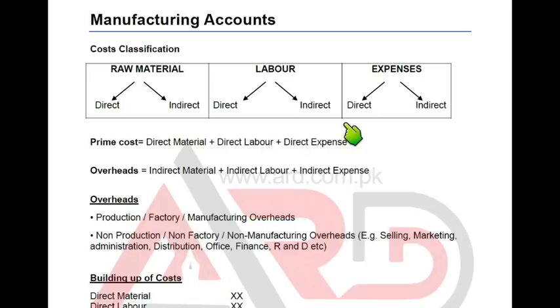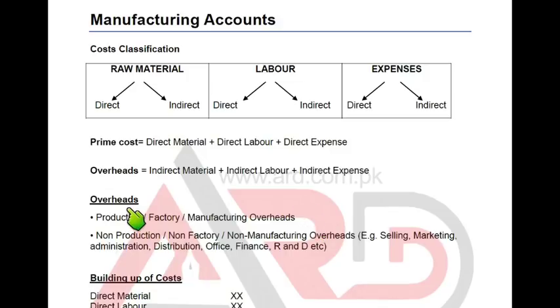Sum of all direct cost is known as prime cost, and sum of all indirect cost is known as overhead. Not just indirect expense but including indirect material and indirect labor. Now overheads can further be divided into two categories. One is production overhead and one is non-production overhead. Production overheads are also known as factory or manufacturing overhead. See, production, factory or manufacturing is the same thing. Similarly, non-production can also be said as non-factory, or it can be written as non-manufacturing overhead.